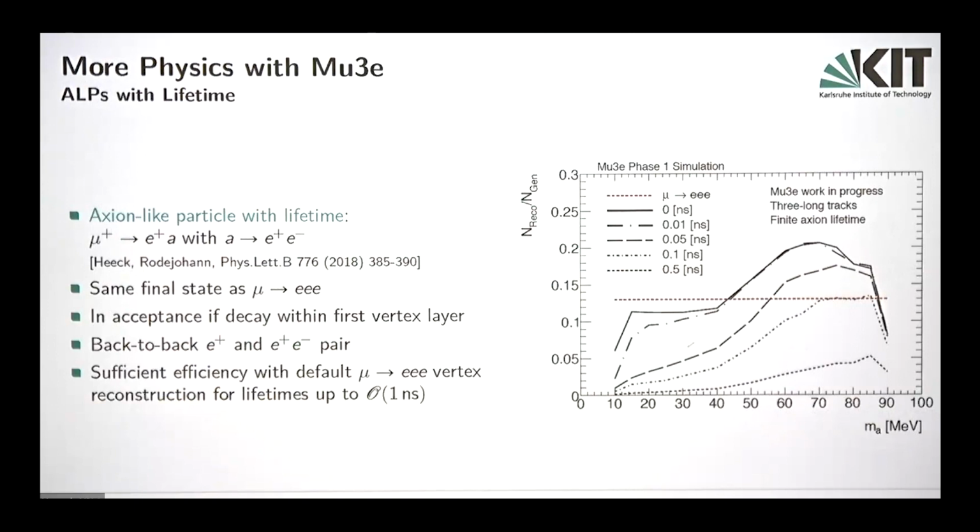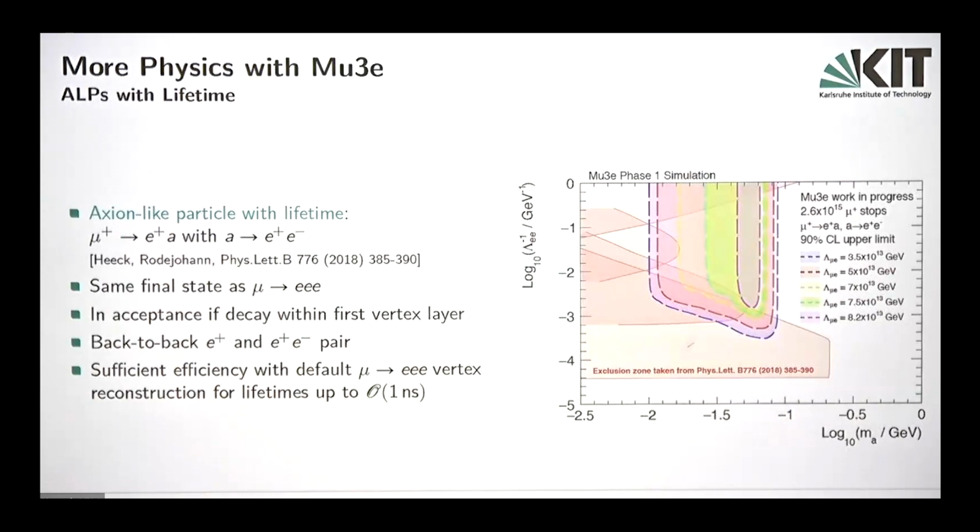This is a MEG II electron final state. In principle, we can reconstruct this with our normal vertex fit. We've done a study on this, and it seems that if we have lifetimes of the A particle up to about a nanosecond, we still have efficiencies where we can reach good limits. This is one of the studies we did, where we have different masses for the axion-like particles, and then different couplings of ee and μe. So it's possible to cover some phase space here.